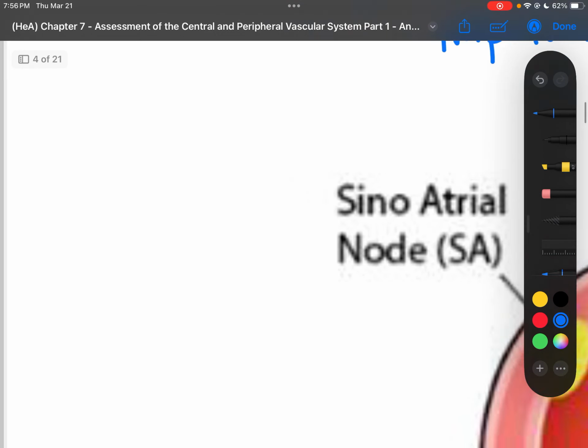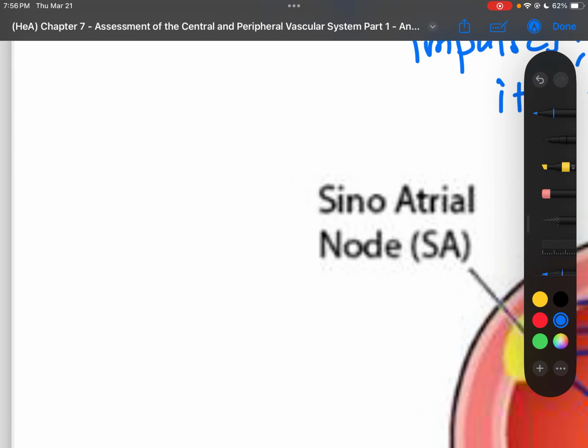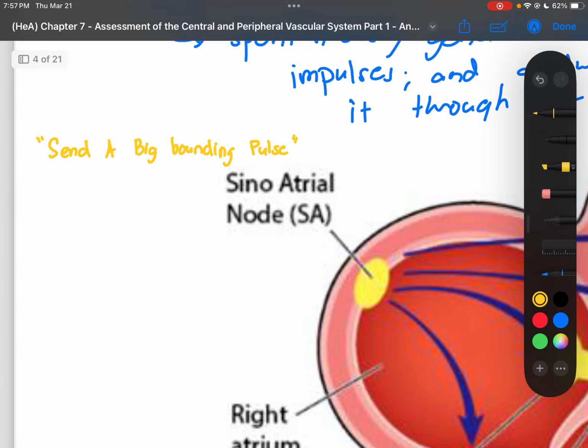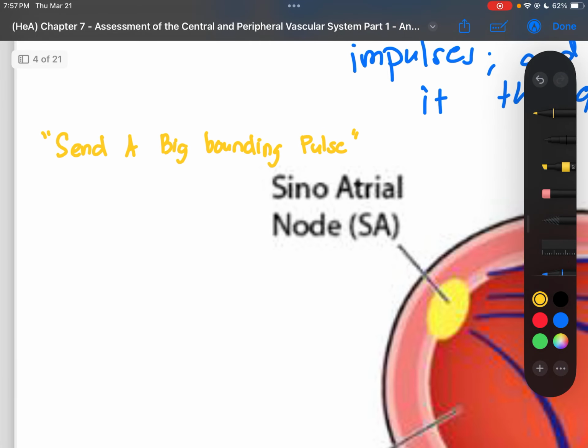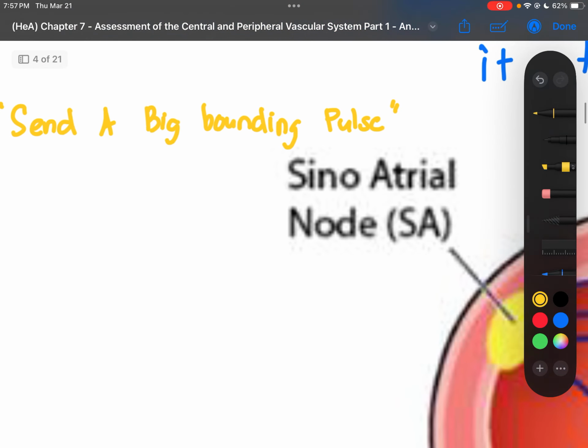Now, class, here is what you need to remember. Remember this from here until the end of time, because we will be doing ECG later. Always remember, class: send a big bounding pulse. What do you mean by "say send a big bounding pulse"? This is our heart conduction system, class.